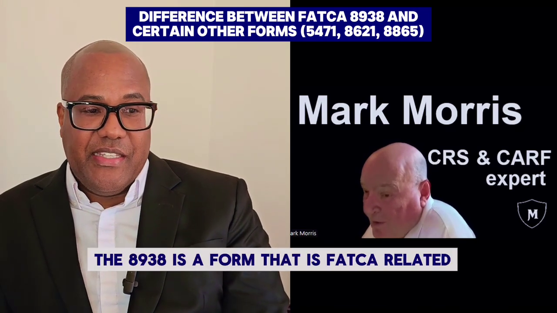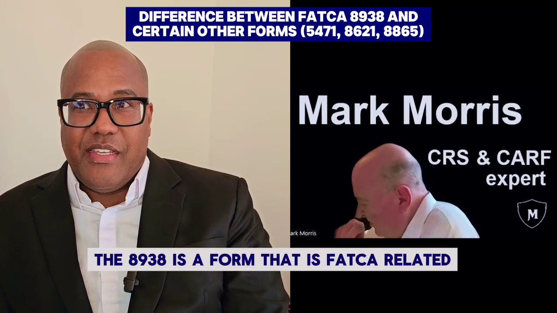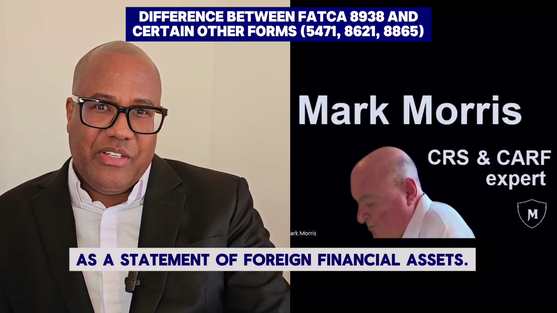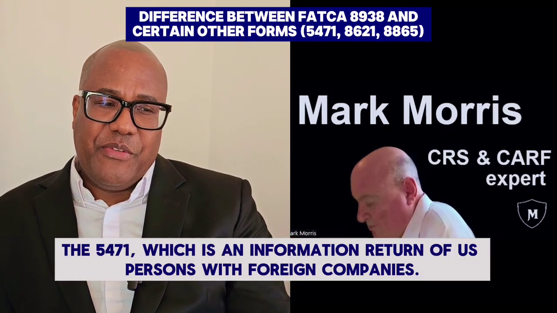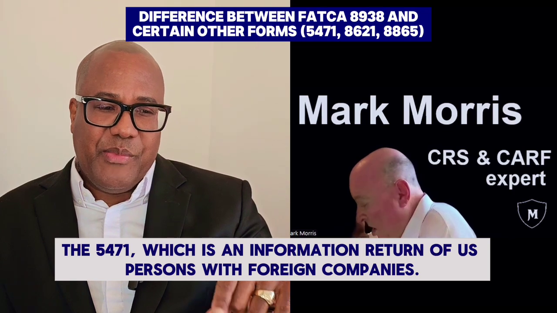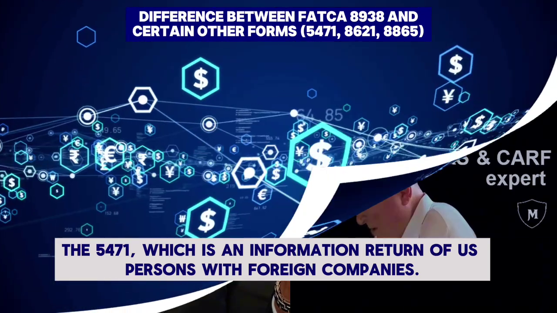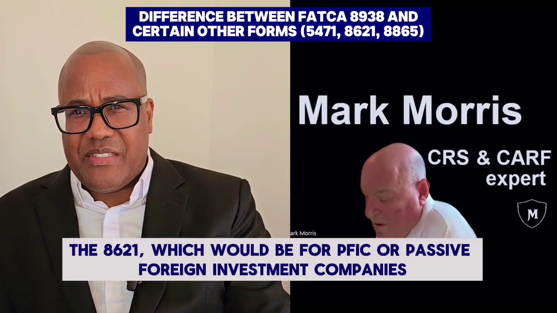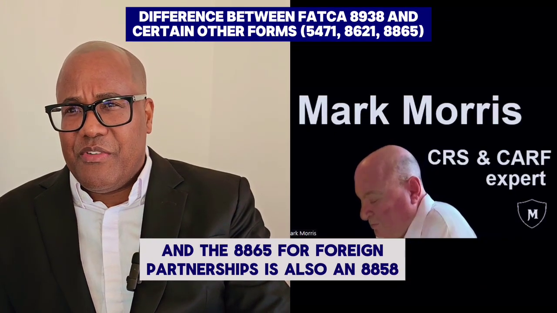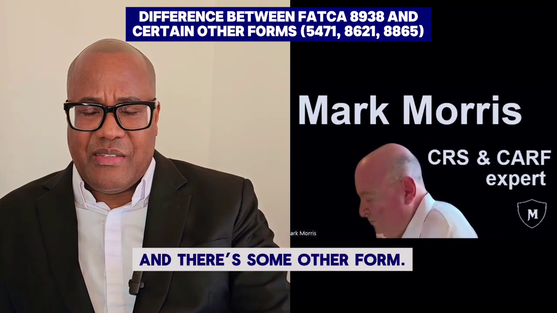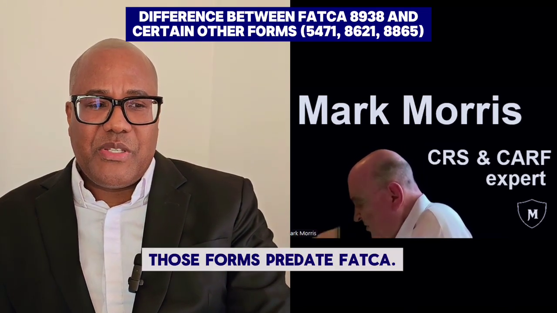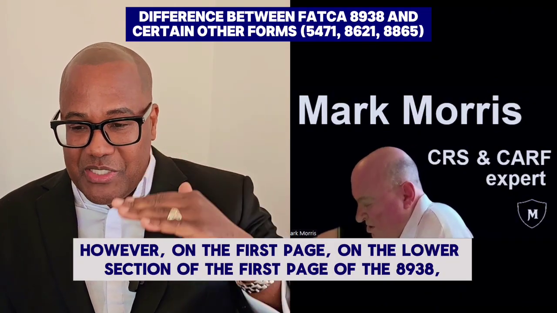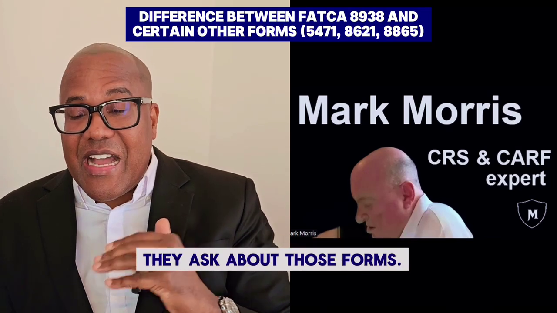You said it perfectly. The 8938 is a form that is FATCA related. It arose because of that legislation as a statement of foreign financial assets. The 5471 is an information return of US persons with foreign companies. The 8621s would be for PFICs or passive foreign investment companies, and the 8865 for foreign partnerships. There's also an 8858, and there's some other form. Those forms predate FATCA. However, on the lower section of the first page of the 8938, they ask about those forms.